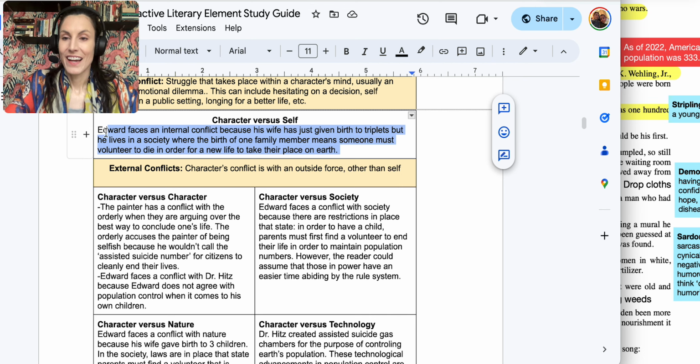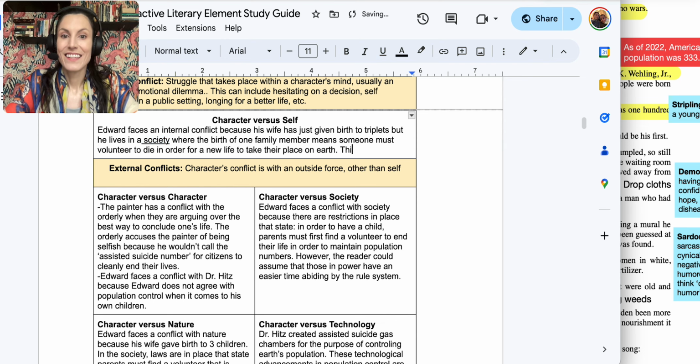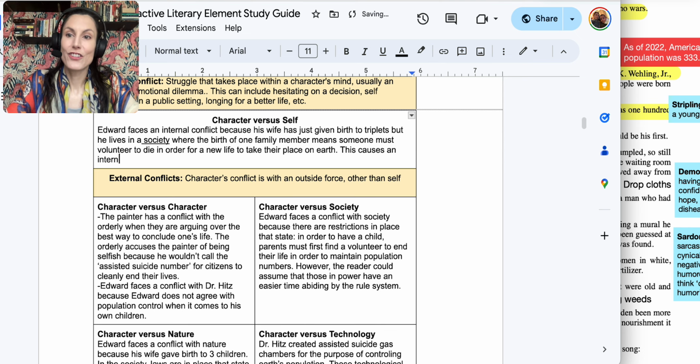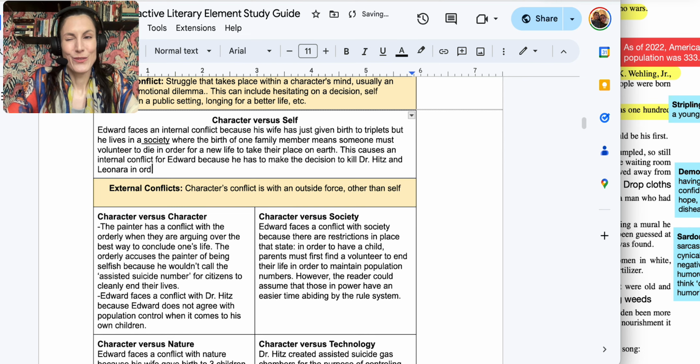So for this, I had said Edward faces an internal conflict because his wife has just given birth to triplets, but he lives in a society where the birth of one family member means someone must volunteer to die in order for a new life to take their place on Earth. This causes an internal conflict for Edward because he has to make the decision to kill Dr. Hitz and Leonora, and him, Dr. Hitz, well, he actually committed suicide.